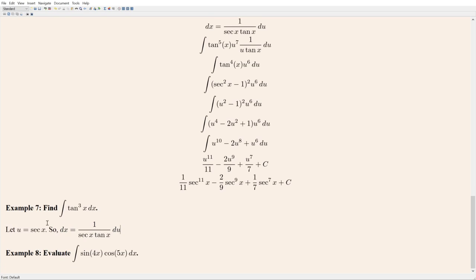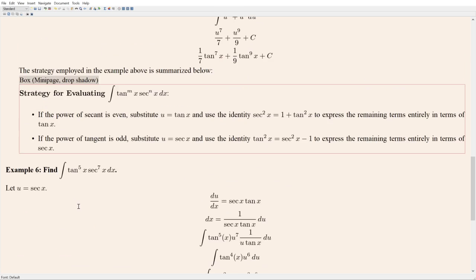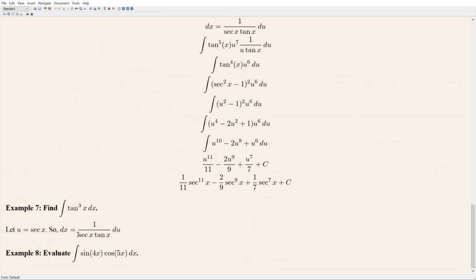So what was I saying? So yeah, we can attack this with the same procedure as up here. Let u equal secant. That means dx is going to equal all that junk. So let's see what happens to our actual integral.